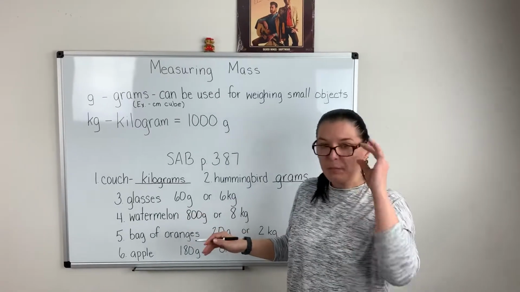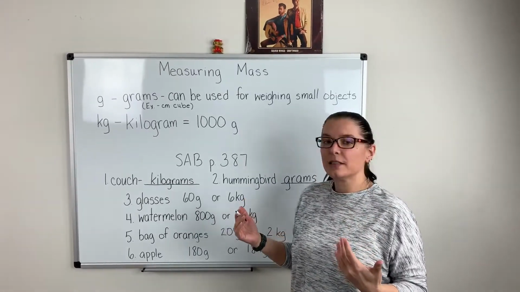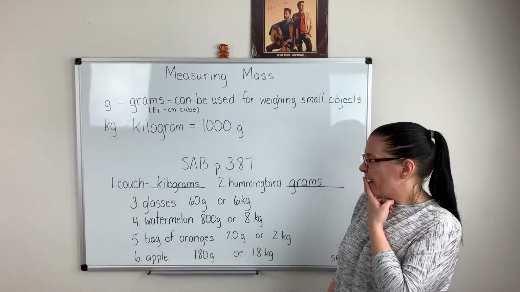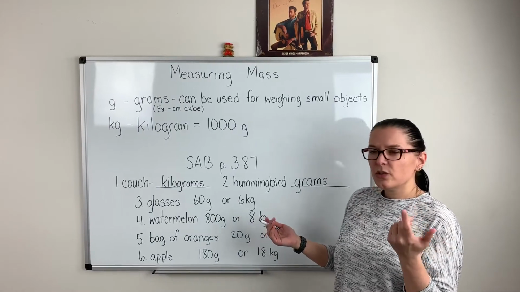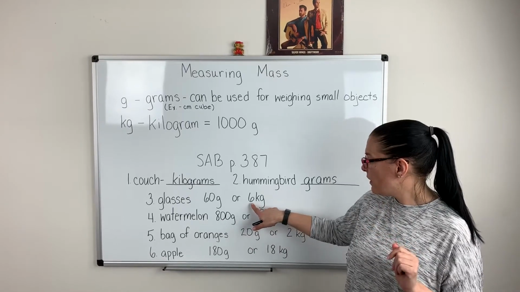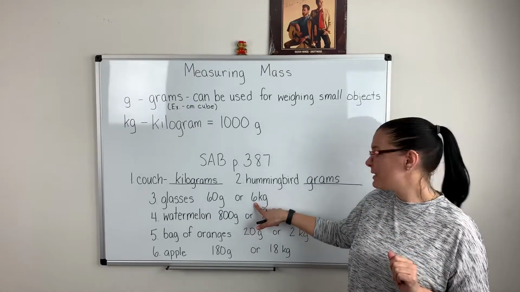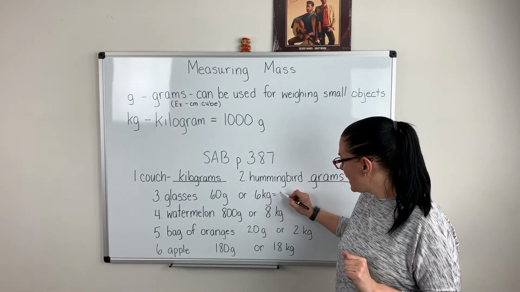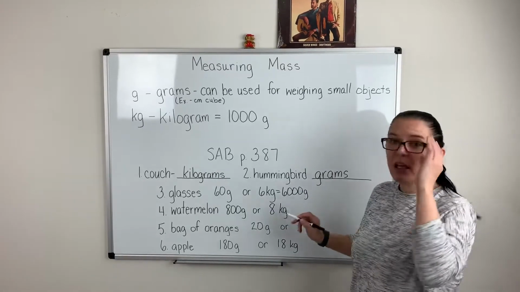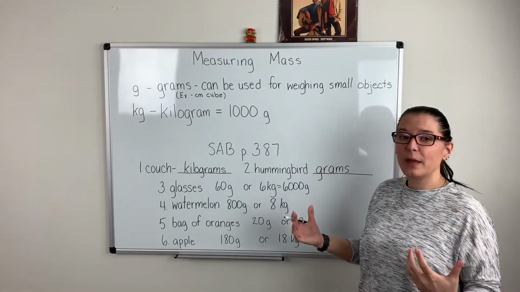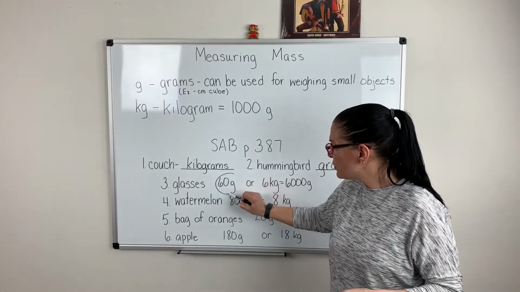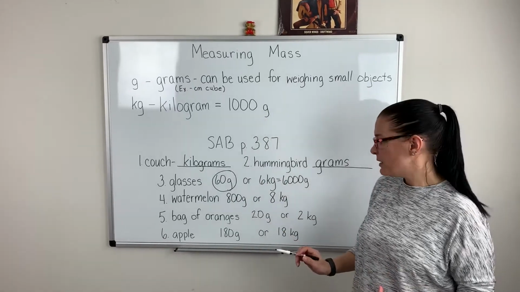So thinking about that, my glasses. If I tried to weigh my glasses, would it be 60 grams or 6 kilograms? I know my glasses don't weigh much. So I would think it's going to be the small number. But we have to remember that 6 kilograms is the same as saying 6,000 grams. If my glasses weighed 6,000 grams, they would probably weigh me down and I wouldn't be able to walk. So I would say my glasses are closer to 60 grams.